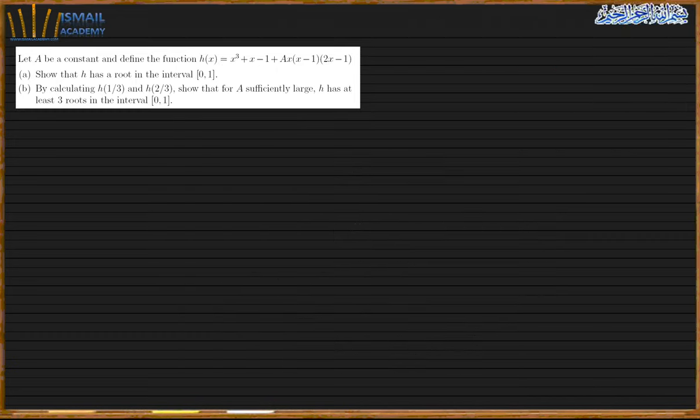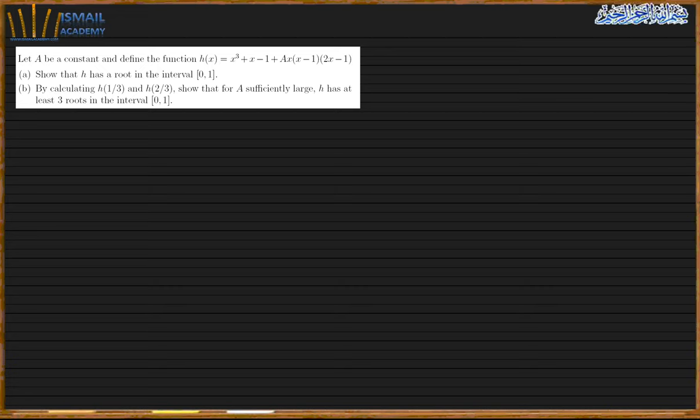Alright, next question. Let a be a constant and define the function h of x is x cubed plus x minus 1 plus ax times x minus 1 times 2x minus 1. Show that h has a root on the interval 0, 1.